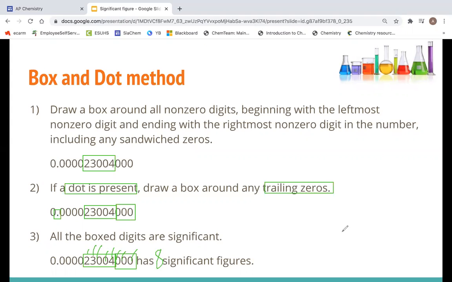Okay, so that's how you do them. You just count them according to this. You can use either this method or the rule that we said before. Either one is fine. So that is how you do them.